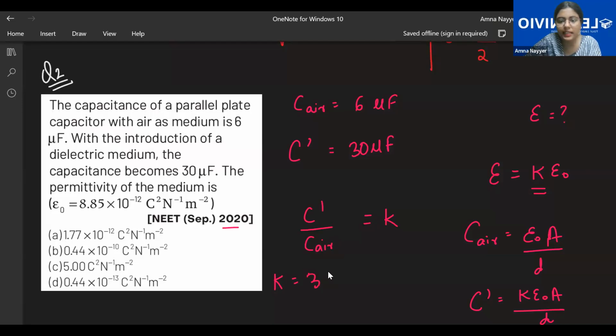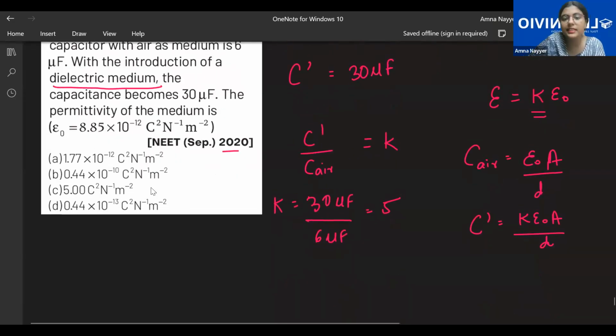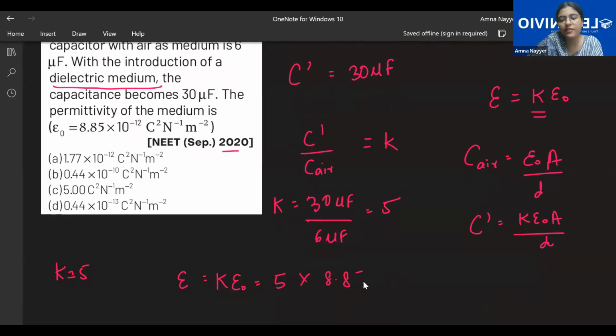So C dash by C will be 30 microfarad by 6 microfarad, which is 5. So the value of this dielectric constant which was missing in the question is 5. We get K as 5. Now K will get you the value of the permittivity. Epsilon is K times epsilon naught. K is 5. 5 into 8.85 into 10 to the power minus 12, which is 44.25 into 10 to the power minus 12, so 0.44. So B option. B or D? Two points. So yeah, B option.